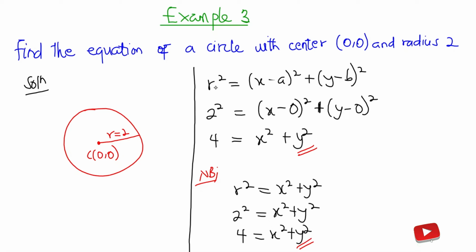So it's either you go by the general formula or the normal formula that we know, or you can also think about it that if the center is 0, 0, then the formula for finding the equation of a circle becomes r squared is equal to x squared plus y squared. Now that is that. Now let's move to the last but one question for today's video.